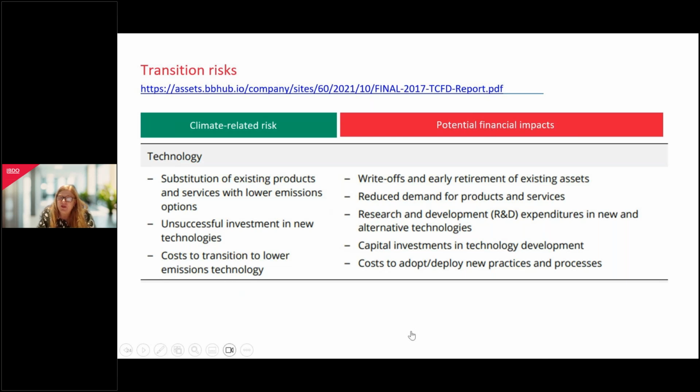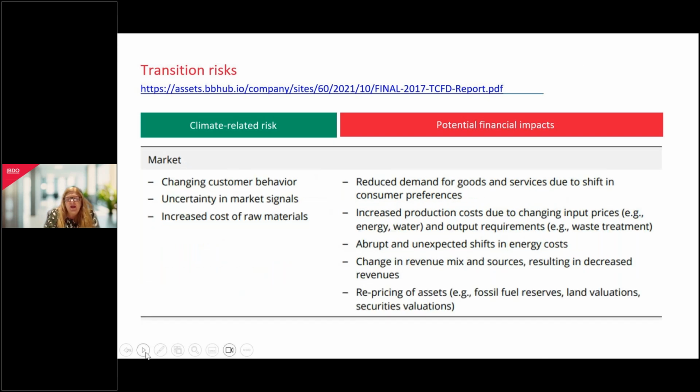Again, we have the item of write-offs and early retirement of existing assets, monitoring demand for products. Maybe we consider research and development expenditures. Maybe we monitor that. Maybe we monitor capital investments. Maybe that is a key metric, because we want to articulate that we needed capital investment in order to be relevant and to address these climate-related risks. And here you can see that we've continued to have capital investments, etc. So bring it back to your risk. That's the number one communication here.